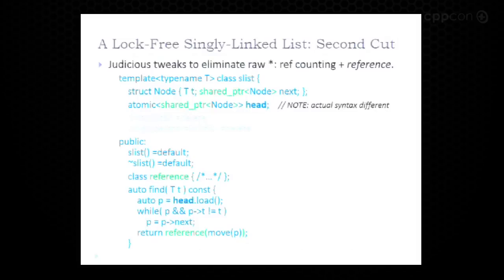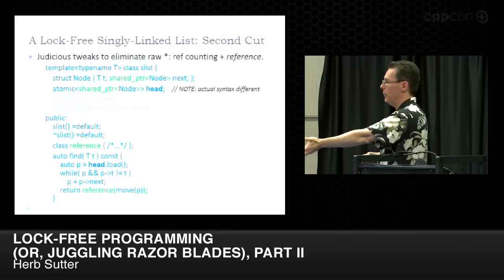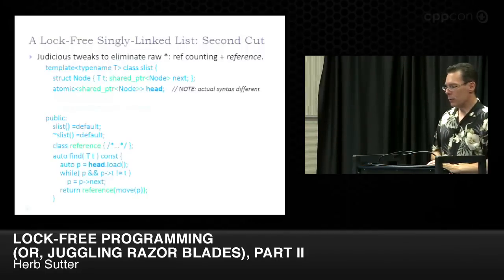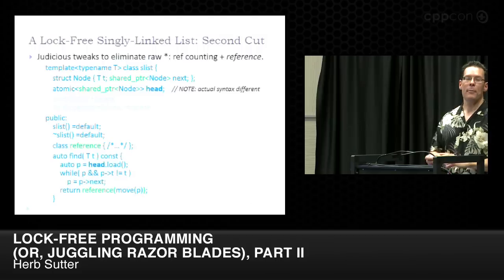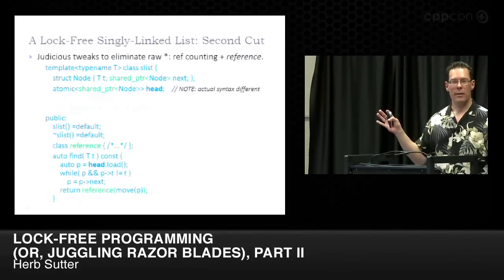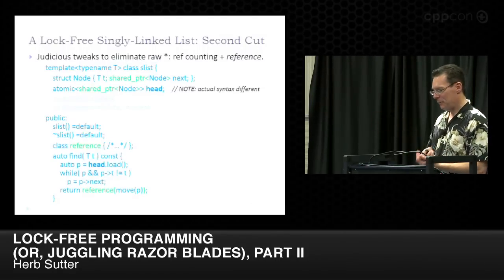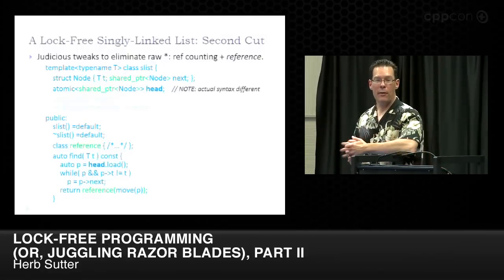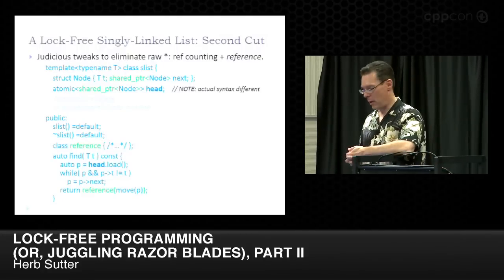And now I'm going to have this class reference. Instead of returning a raw pointer from find, I'm going to return a reference to the found element if I found one. So the way I'm going to do it is this. And notice I'm using C++14 auto return type deduction, because why not? And compilers support this now. If your compiler doesn't yet, it will in a few months.